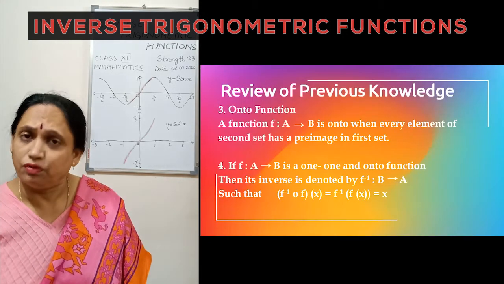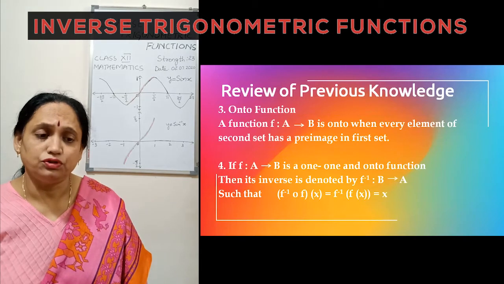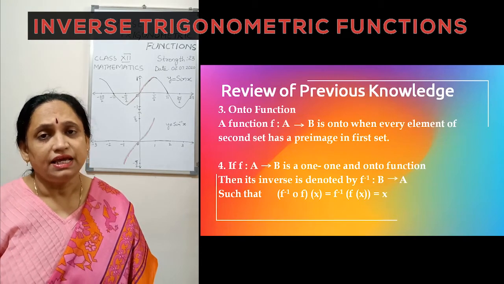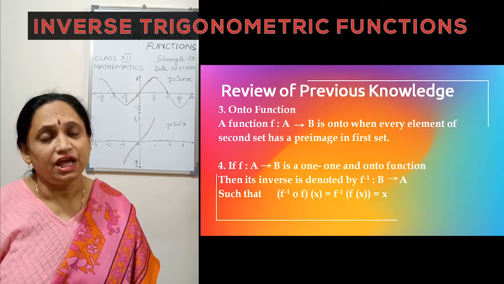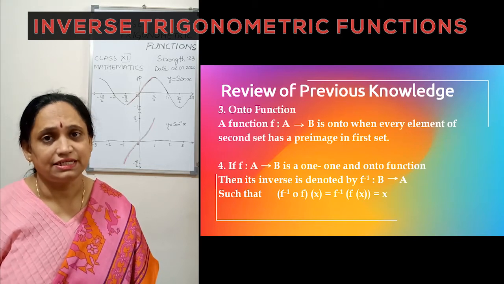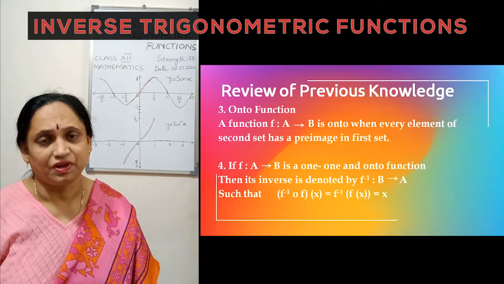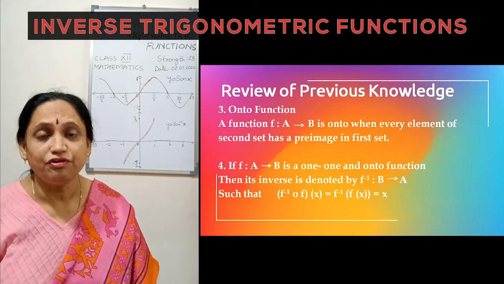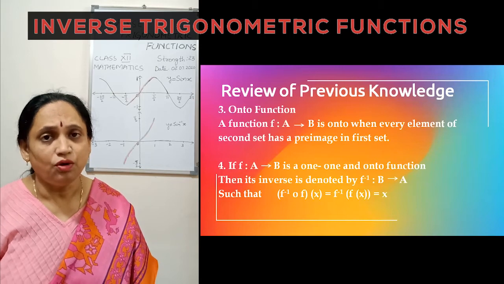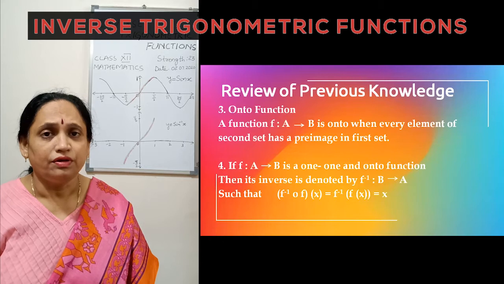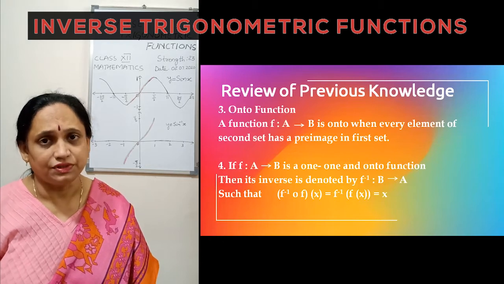Then what is an onto function? An onto function, f mapping from A to B, is defined as every element of the second set has a pre-image in the first set. Again, our functions are all real valued functions. Now, once we know a function is 1-1 and onto, what can we say about its inverse?